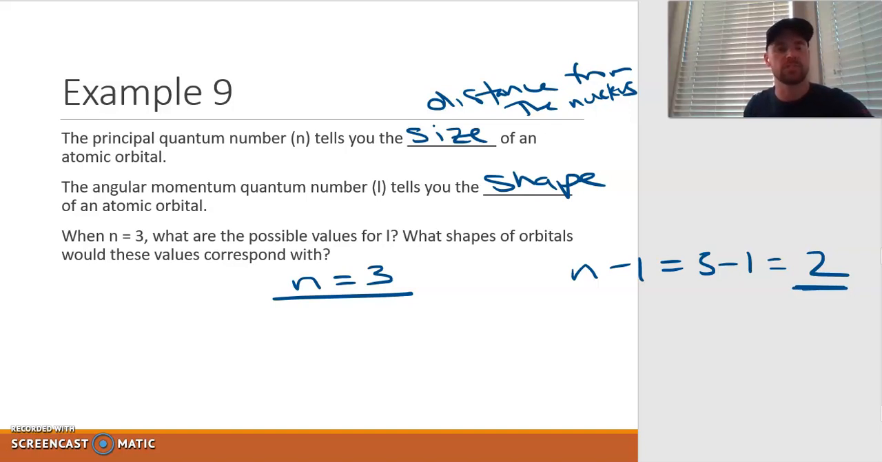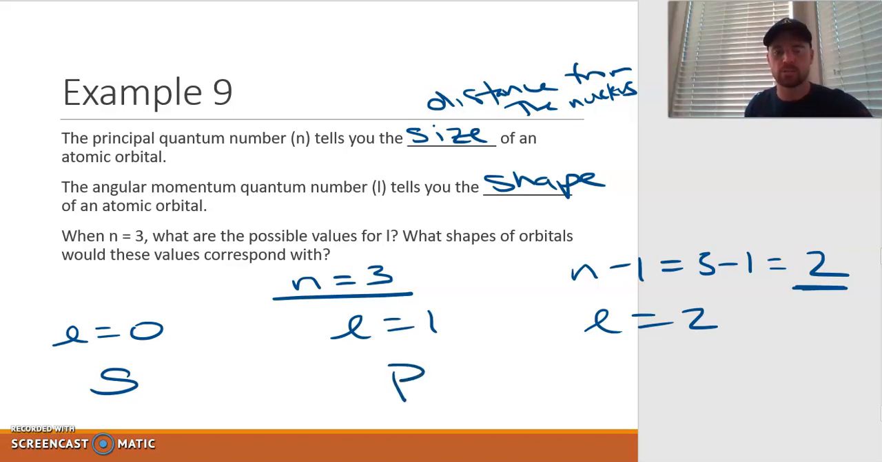Where does L start counting from? Remember, L equals 0, L equals 1, and then finally L equals 2. What are the shapes each of those L values corresponds to? The L equals 0 value corresponds to the S subshell. The L equals 1 value corresponds to the P subshell. And finally, the L equals 2 value corresponds to the D subshell. So there are three shapes that would be allowed on the third energy level.